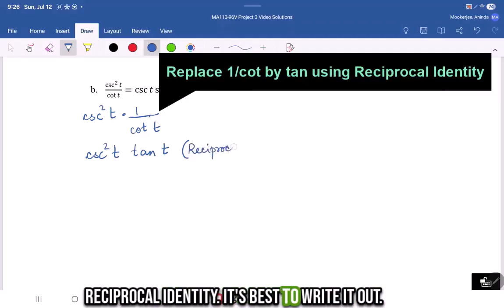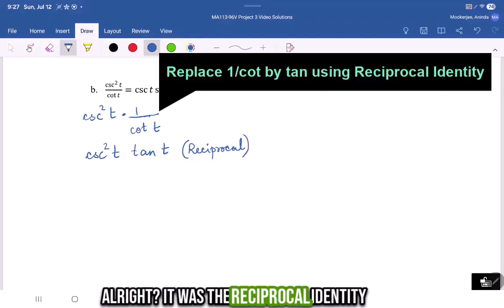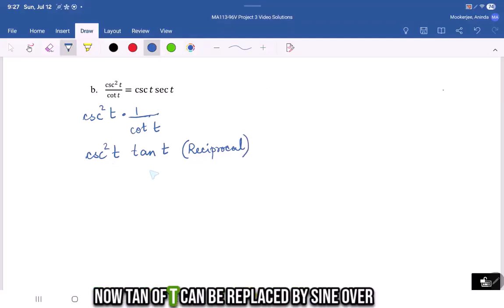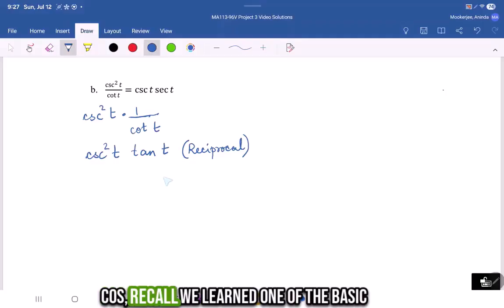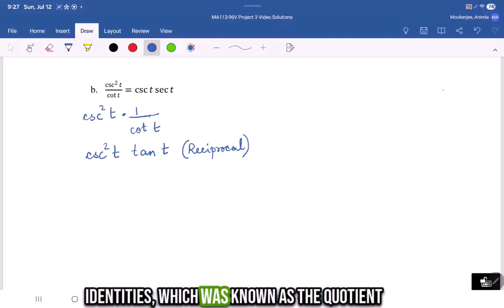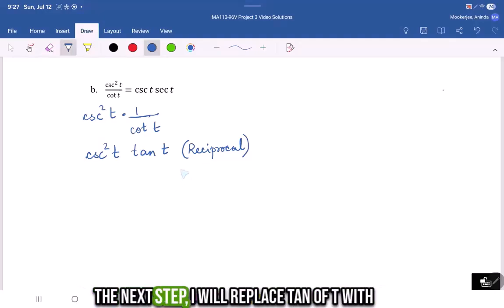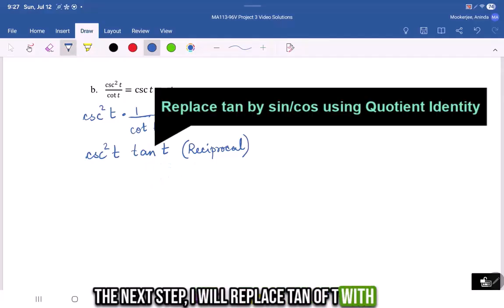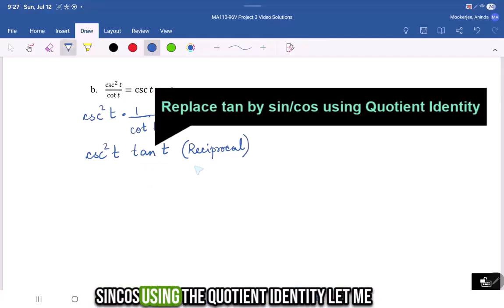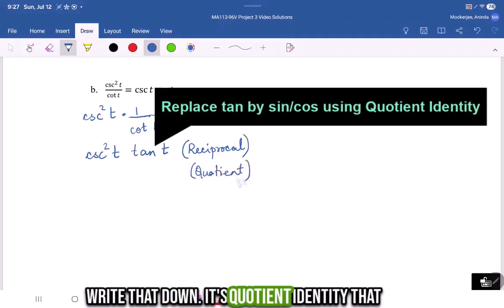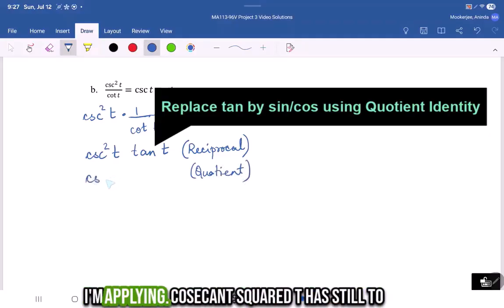It's best to write it out. All right, it was the reciprocal identity. Now, tan of t can be replaced by sine over cos. Recall, we learned one of the basic identities, which was known as the quotient identity, where tan was equal to sine over cos. So in the next step, I will replace tan of t with sine over cos using the quotient identity. Let me write that down. It's quotient identity that I'm applying.